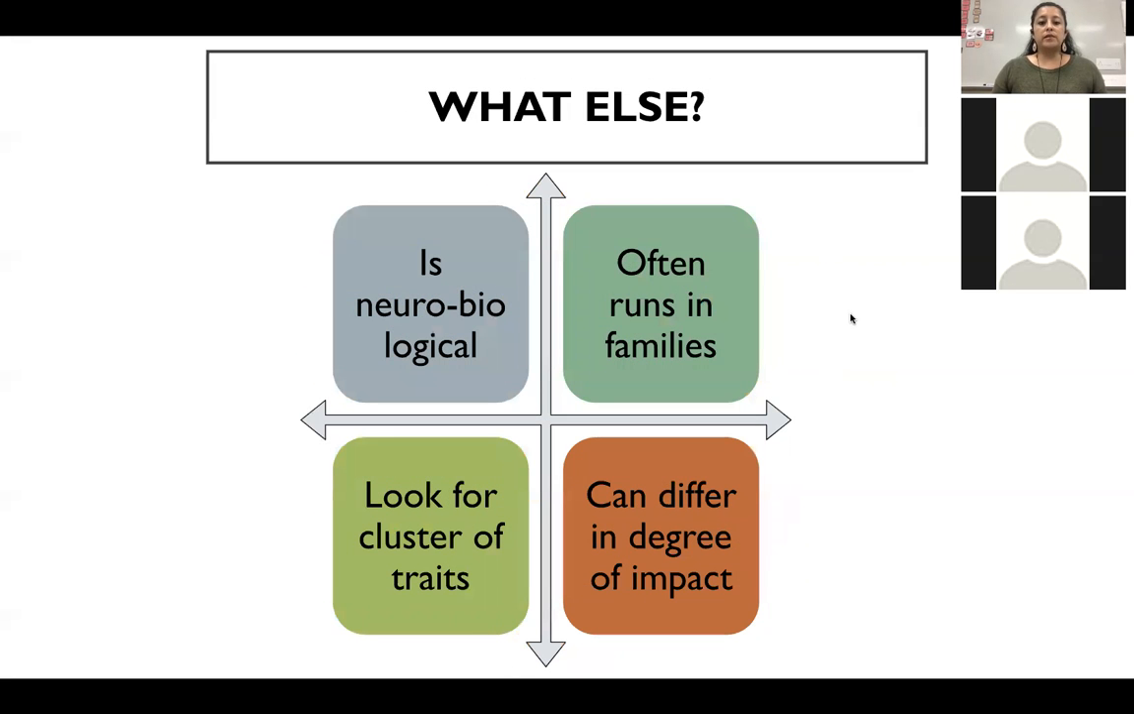Also, it's neurobiological. It often runs in the family. Sometimes it doesn't, sometimes it does. We're always looking for clusters of traits, and they can differ in degree of impact. Some are slight, not having that many issues, and some are more severe.